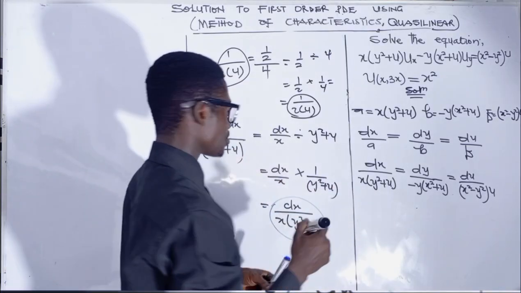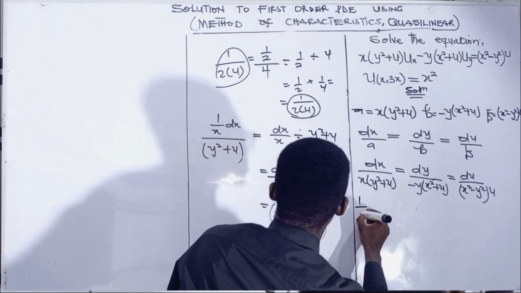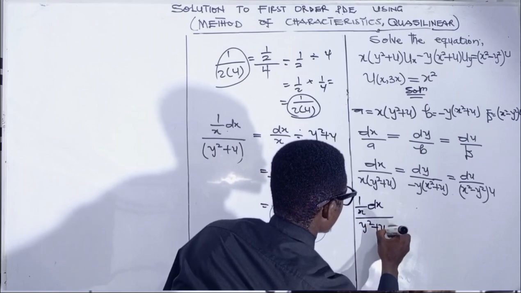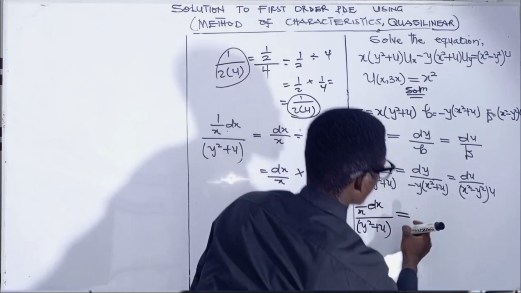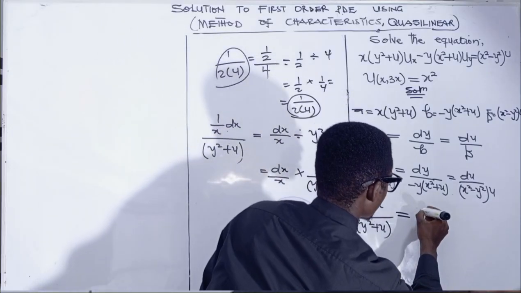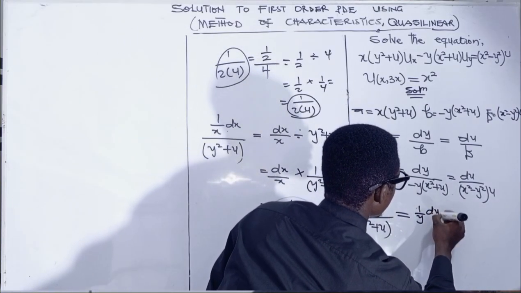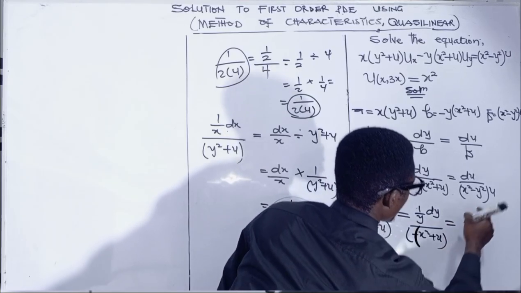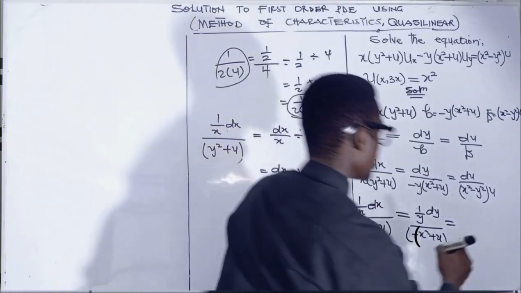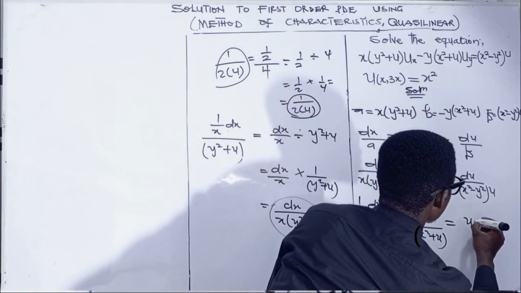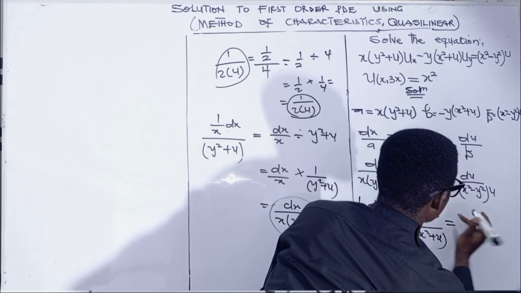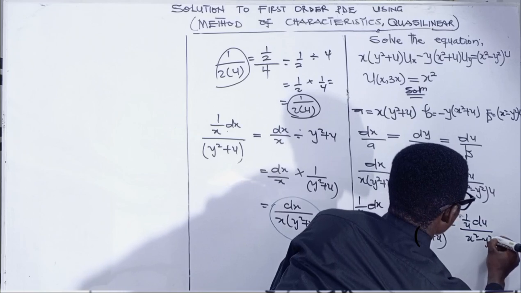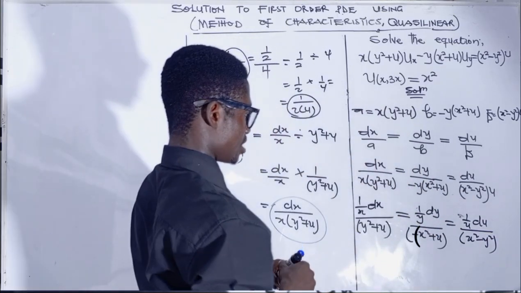Very good and interesting. So we have 1 over x dx all over y squared plus u, and then we have equal to, we are going to apply the same concept here. We are going to write it as 1 all over y dy all over minus x squared plus u. And then with this one as well, we are going to apply the same concept. We have 1 over u du all over x squared minus y squared. Very, very interesting.